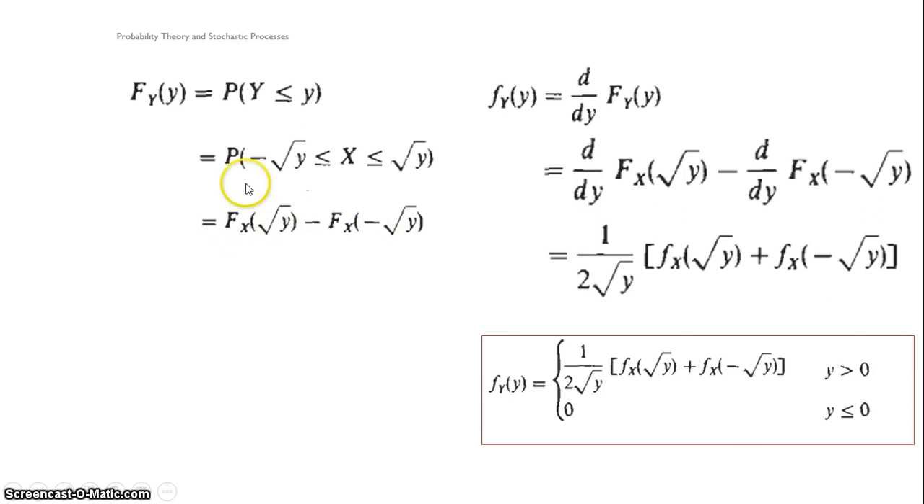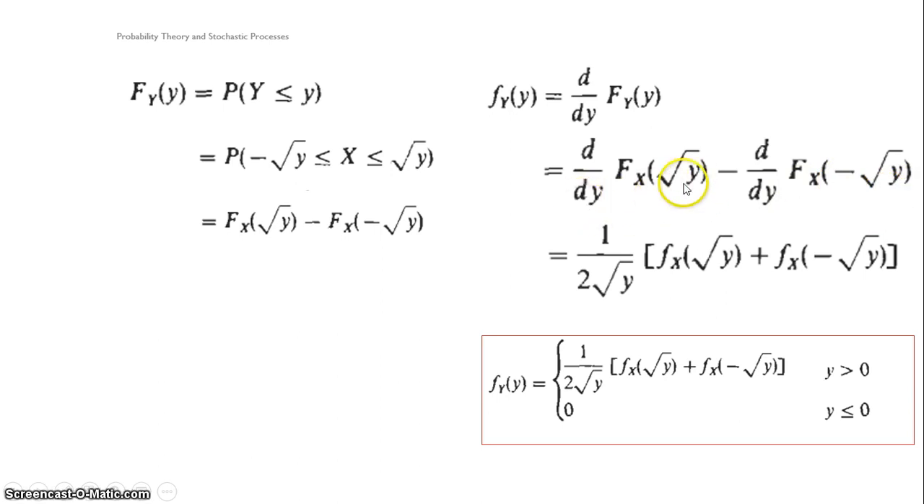This is again from the property of distribution functions. P of a less than or equal to x less than or equal to b is nothing but F of b minus F of a. So just substitute that, you will get F_X of plus root y minus F_X of minus root y. Now differentiate it with respect to y to calculate the density function. So f_Y of y is equal to d by dy of F_Y of y. Just substitute this relation over here, F_X of root y and F_X of minus root y.